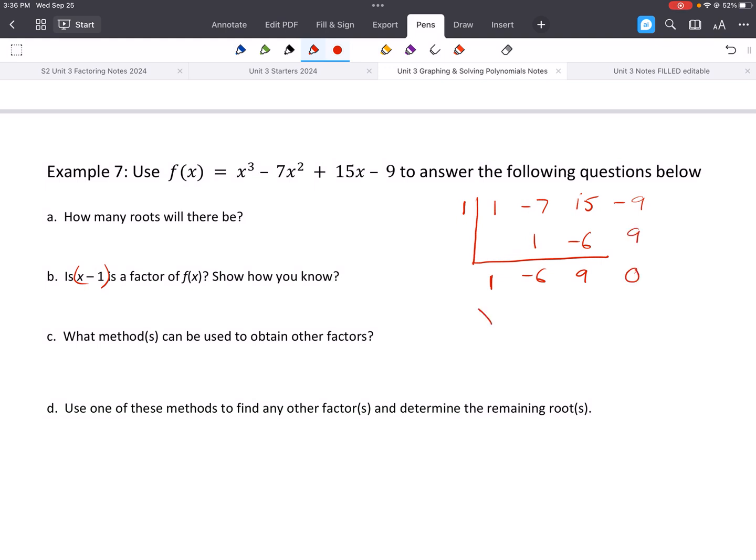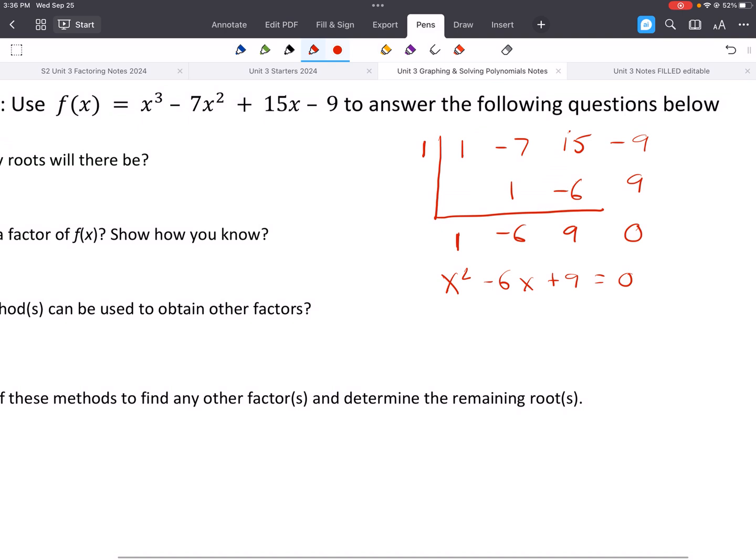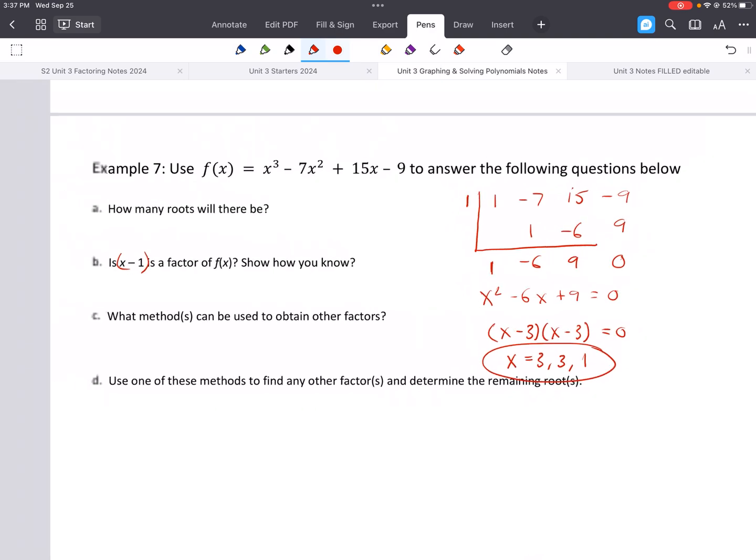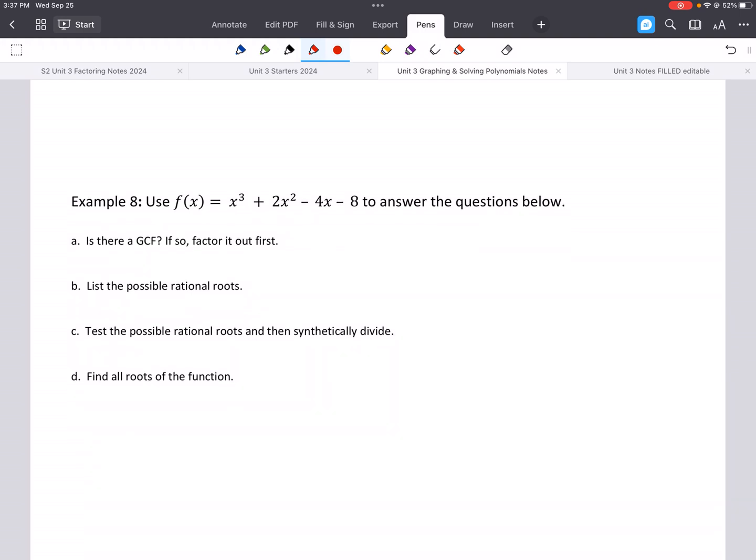Okay, so we end up getting x squared minus 6x plus 9. And then would say, well, what multiplies to 9 and adds to -6? So that would give us x minus 3 and x minus 3. And our roots would be 3, 3, and 1. Okay? All right, so let's go to this example.